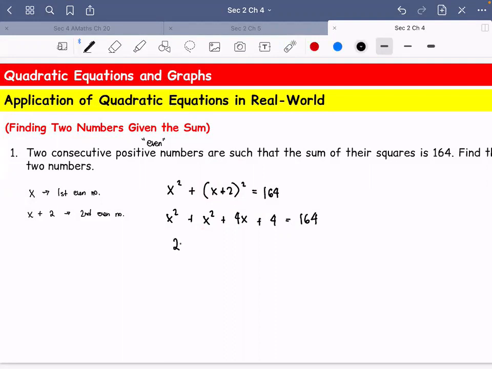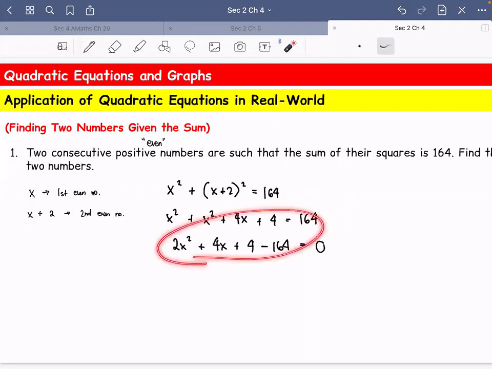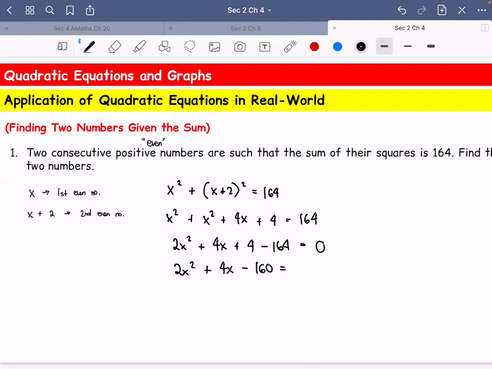All right, let's simplify this side first. I can combine X squared plus X squared, so I get 2X squared, then bring down 4X plus 4. And how do we solve for quadratic equations? This should be equal to 0, right? One side should always be empty. So what should I do with 164? I'll transpose this to the left side, so it becomes minus 164 equals 0. Let me simplify this further: 2x squared plus 4x minus 160 equals 0.